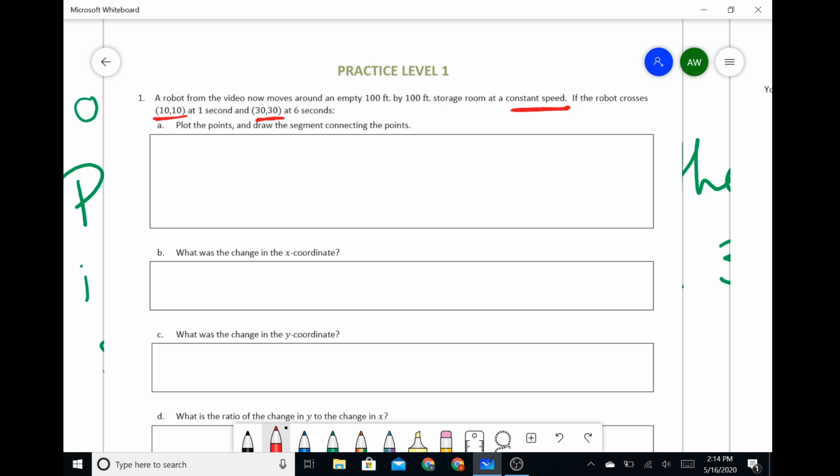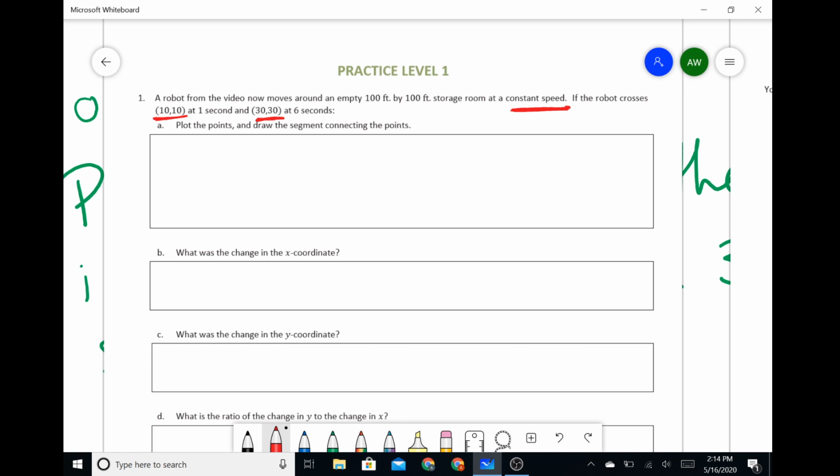All right. So if the robot crosses (10, 10) at 1 second and (30, 30) at 6 seconds, first it wants us to plot the points and draw the segment that's connecting the points. So this is probably the easiest part of this question. All we have to do is make a graph and plot the points. Now, if you're doing this on the computer, let's say, and you can't draw, that's okay. I'm not going to take off points if you have to skip this one because you're on the computer, but you definitely want to draw these on a piece of paper for you to reference so that you can see what's going on.